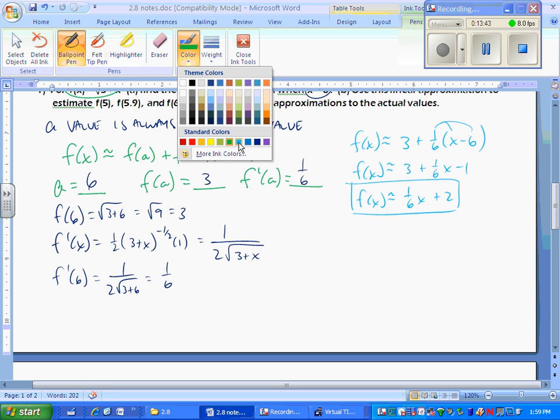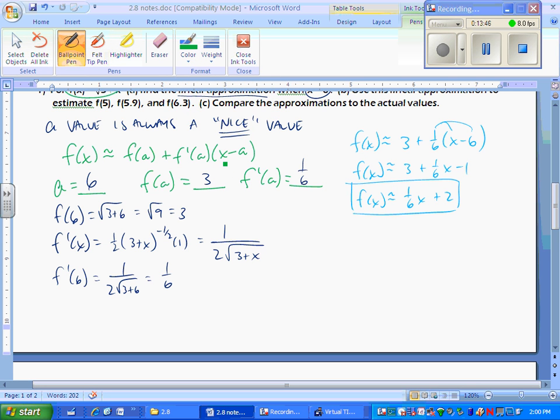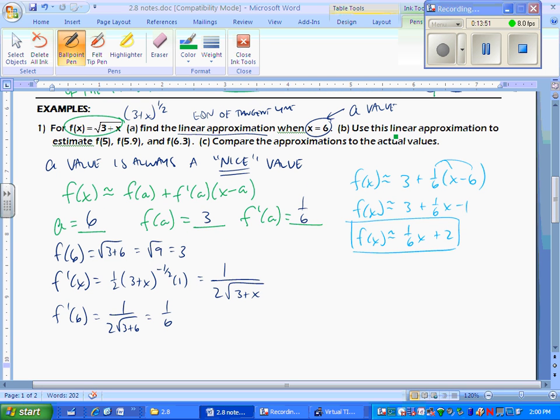Part B asks us to go ahead and find some of these approximations. Use this linear approximation to estimate what's f of 5 equal to. So f of 5 is approximately equal to, we're just putting 5 into this equation, 1/6 times 5 plus 2. So we could say 2 and 5/6. That's the approximation, but let's go ahead and write it as a decimal. So this one we should get 2.833.